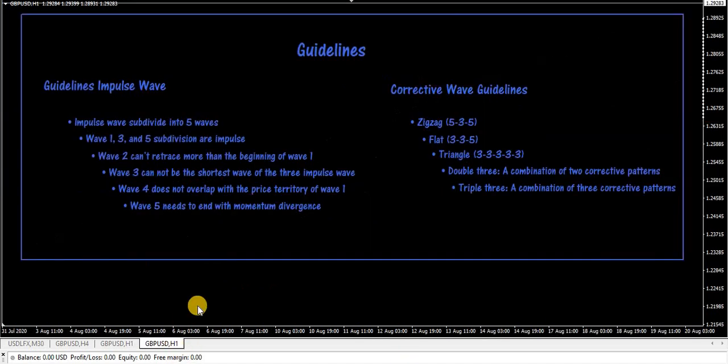I think I've covered everything over here. I've covered zigzags, I've covered flats, I've covered the triangles, double threes, which is a combination, and then triple threes, a combination of 3 corrective patterns, all broken up by an X, or a failure to break out of the correction and start that impulsive move again.